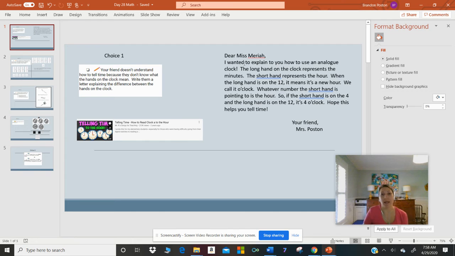It looks like this, but you could use other ones if you'd like to as well. Okay, I wrote my letter here, and that's what you're going to do as well. Dear Miss Mariah, I wanted to explain to you how to use an analog clock. The long hand on the clock represents the minutes. The short hand represents the hour. When the long hand is on the 12, it means it's a new hour. We call it o'clock. Whatever number the short hand is pointing to is the hour. So if the short hand is on the 4 and the long hand is on the 12, it's 4 o'clock. Hope this helps you tell time.